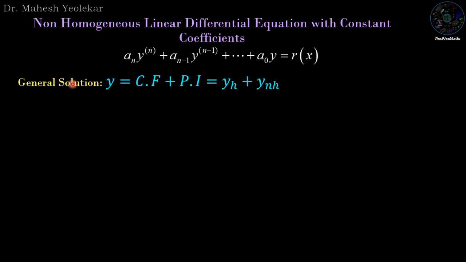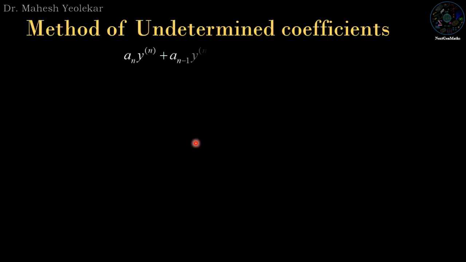The general solution is in the form y = CF + PI. We have CF, the complementary function, and PI, the particular integral. CF is associated with the solution of the homogeneous part of the differential equation, and PI is associated with the non-homogeneous part. In this video, we are going to discuss the concept of PI. To find PI, we are going to discuss the method of undetermined coefficients.